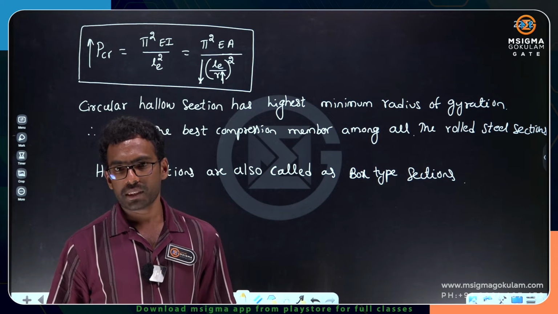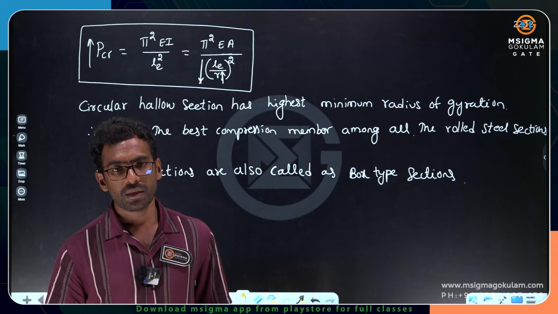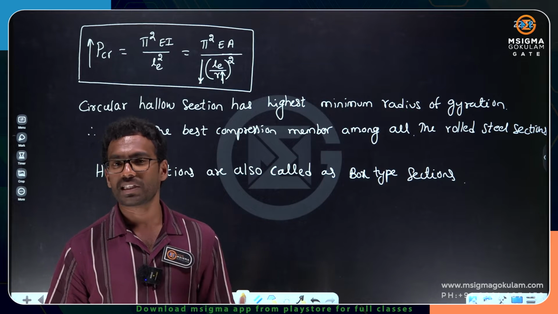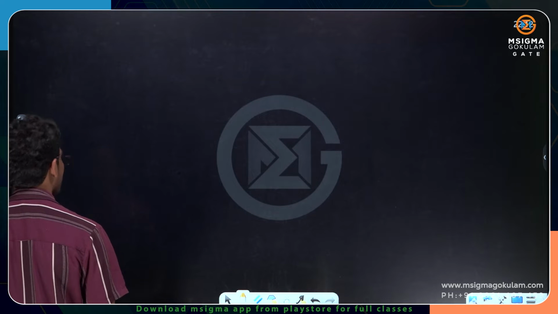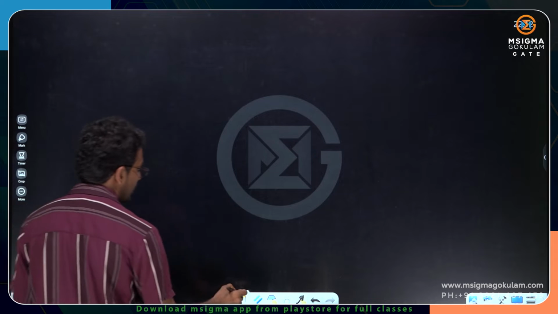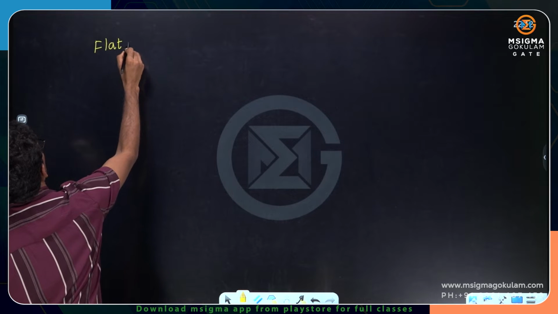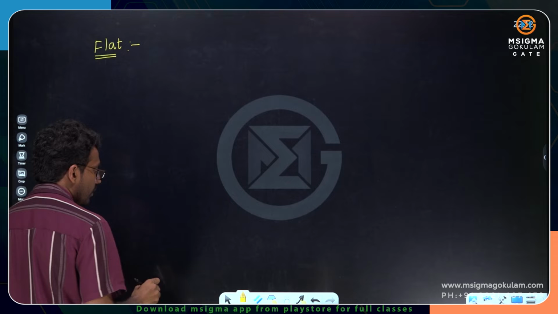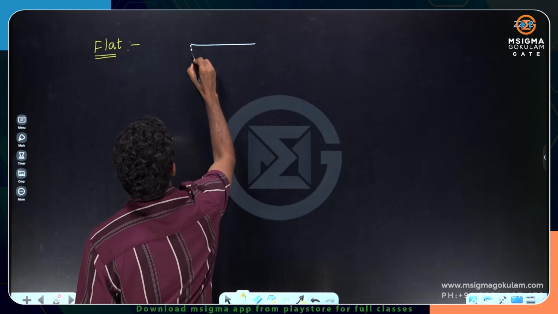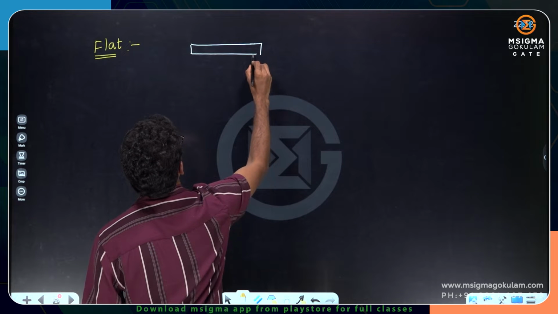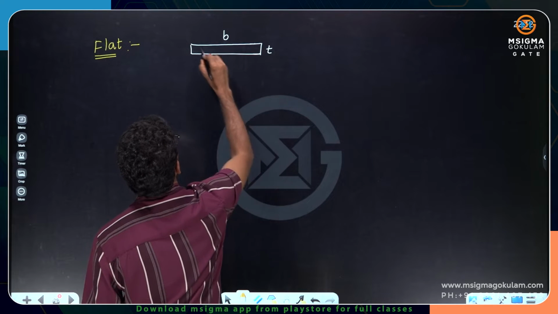Now, dear friends, once the hollow sections are done, let's go for another type of section called the flat section. What is a flat section? Where are we going to use it? Let us look at the Indian Standard rolled steel flats: where they are used and how to designate the flat section. This is essentially called a flat section. It has a certain width and a certain thickness.